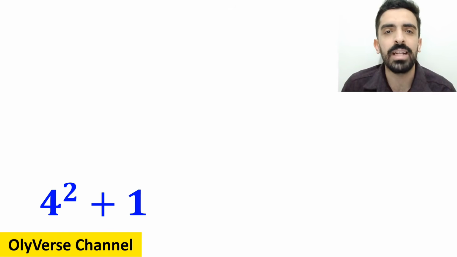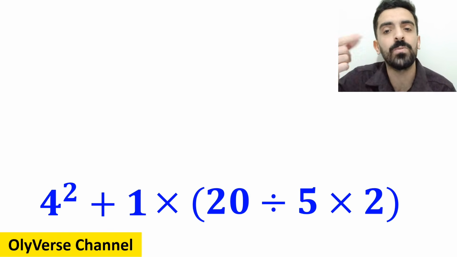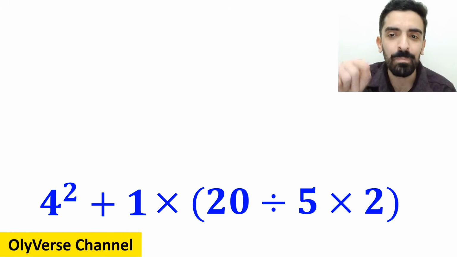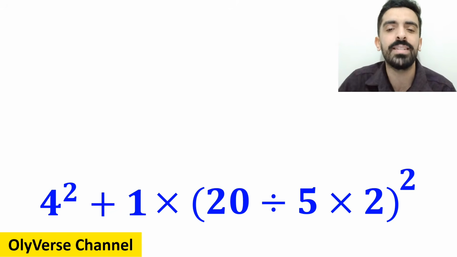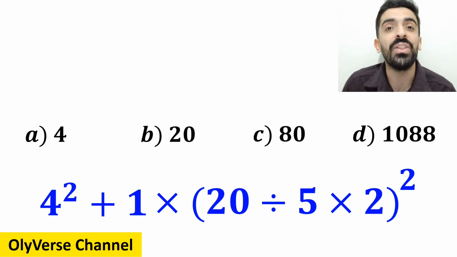What is the value of the expression 4 squared plus 1 multiplied by (20 divided by 5 times 2) and all the square? Which option do you think is the correct answer to this question?